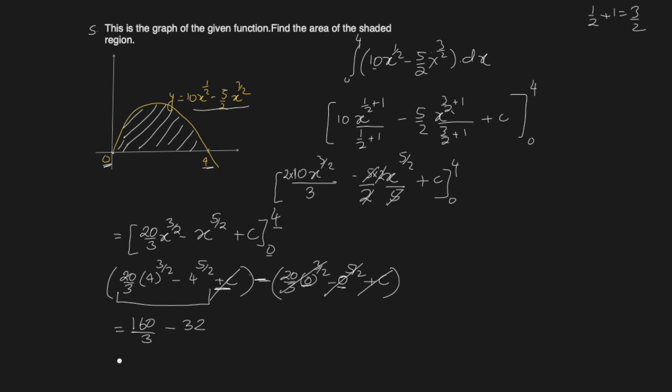So it becomes what? LCM is 3, 160 minus 96, 64 over 3 units. That is the area of the shaded part. If you want to convert it into decimals, it will be 21.3 units. Okay, they have not mentioned whether it has to be exact or otherwise, so exact is the best answer. 64 over 3, you can stop here.